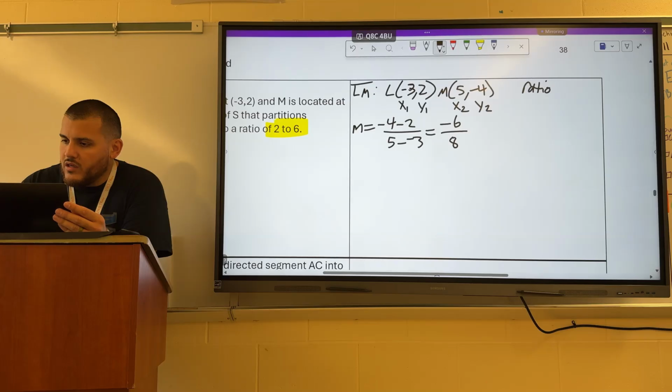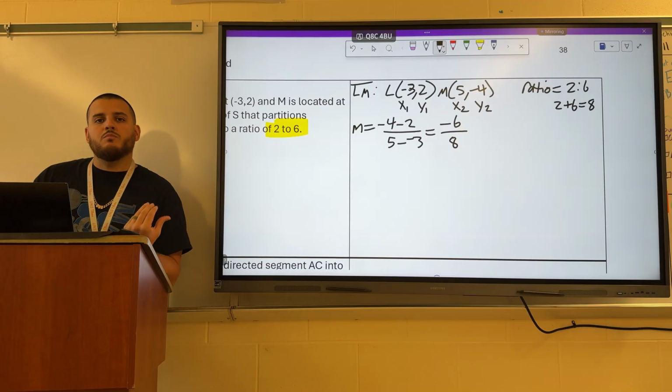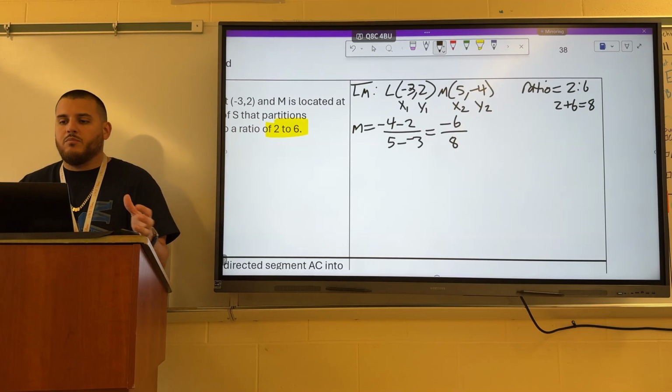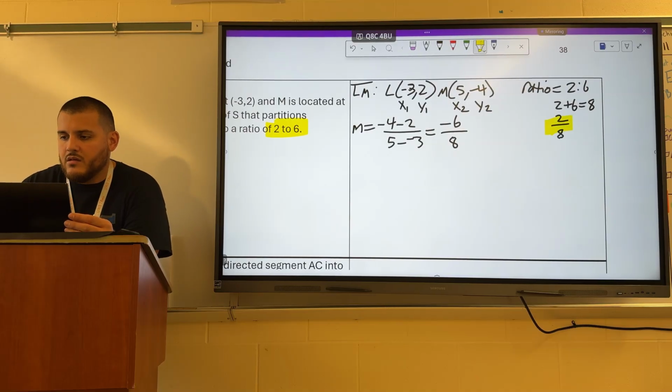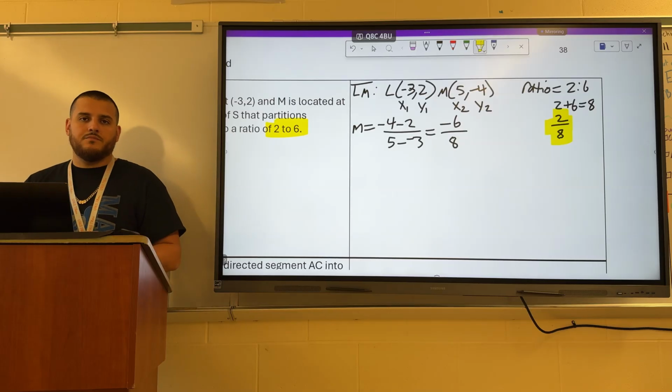So the ratio given to us was 2:6. We know 2 plus 6 is 8. So we have 2 parts before our point out of 8 parts in total. Our point is going to be 2/8 of the distance from L to N.